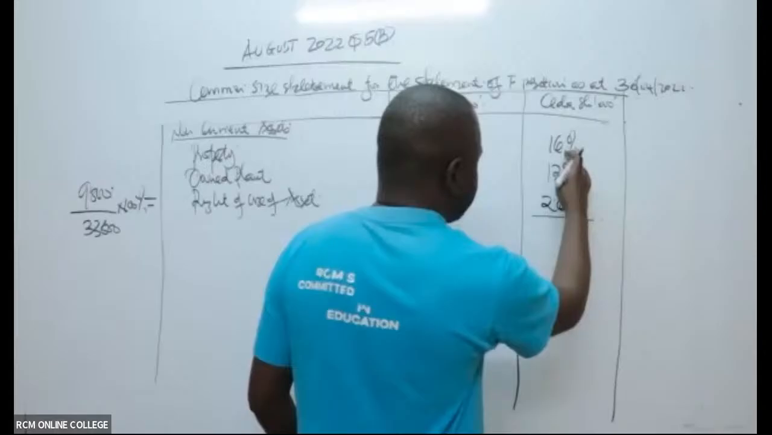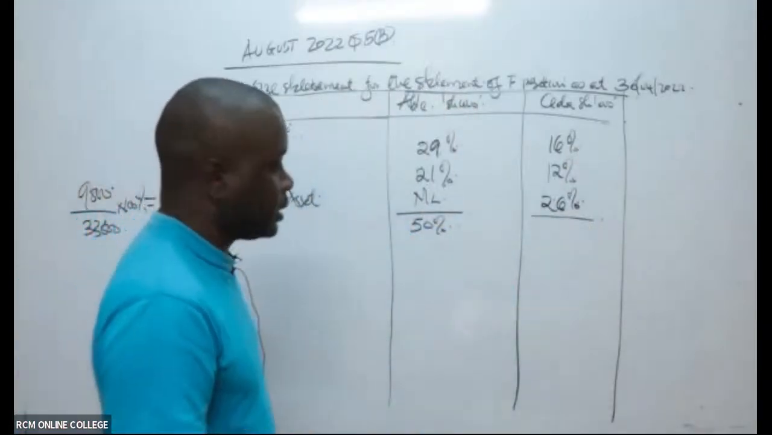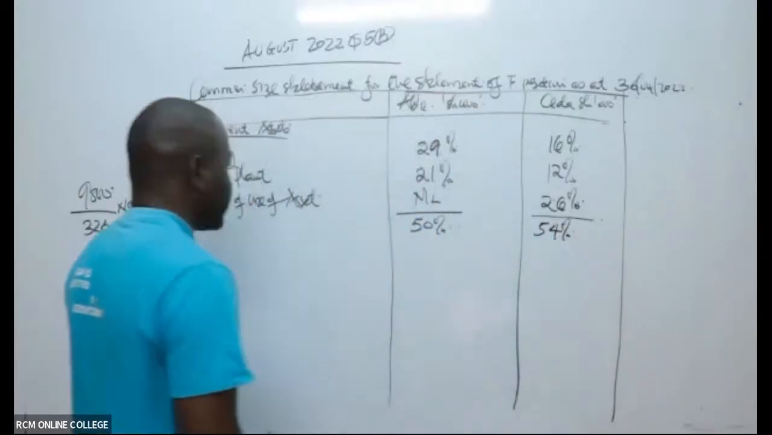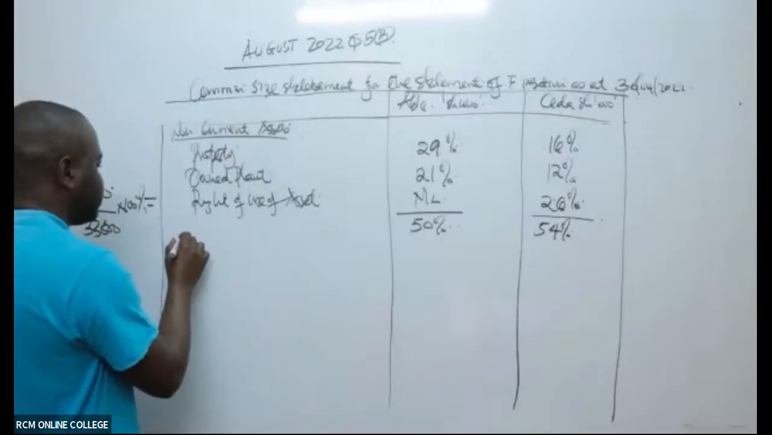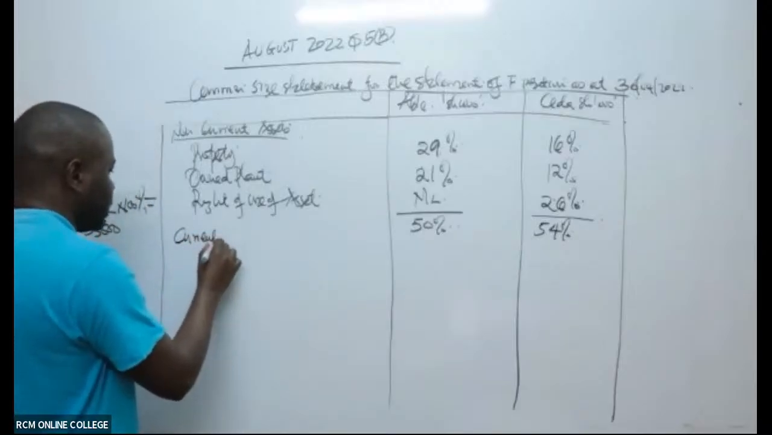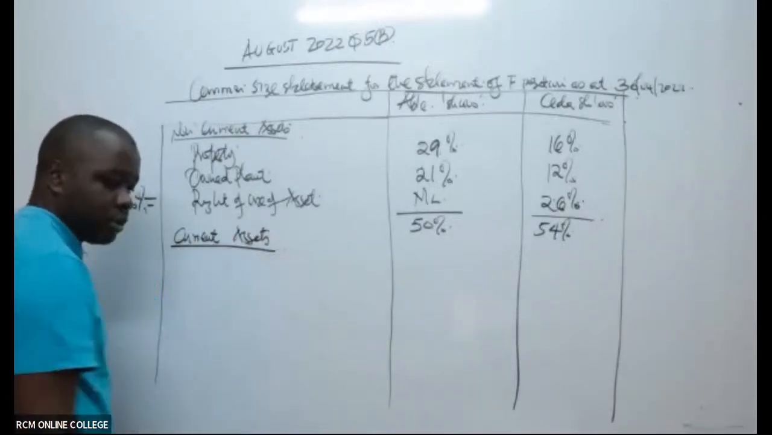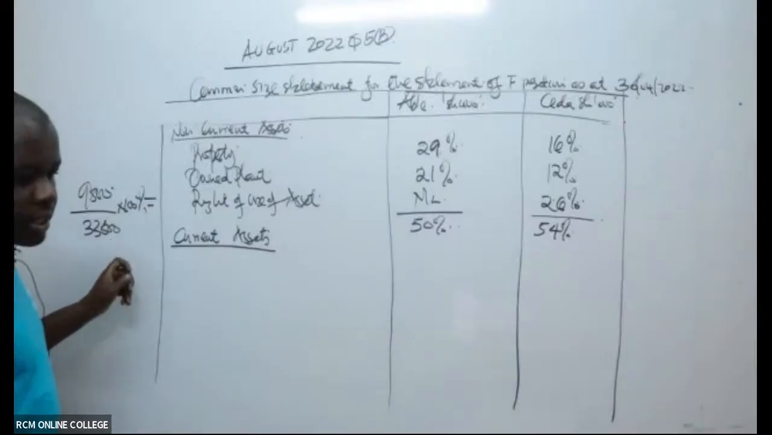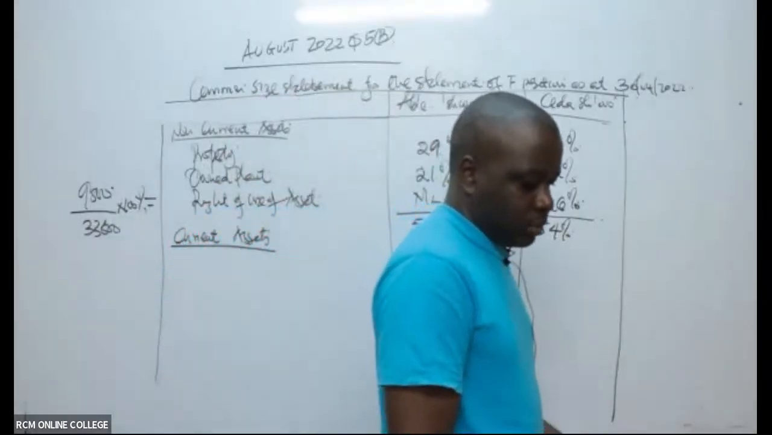If you do the total there, you're getting how much? That comes to around 54%. So we go to the current assets. Hope Gitonga, you've gotten the concept.